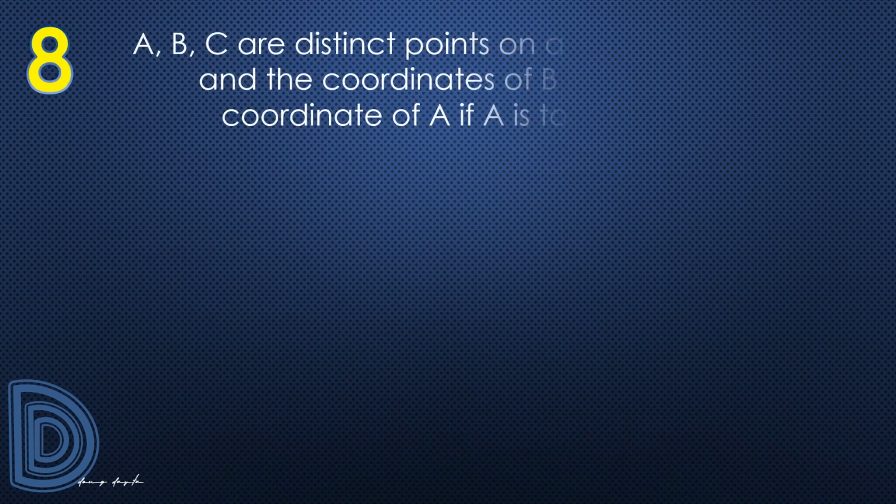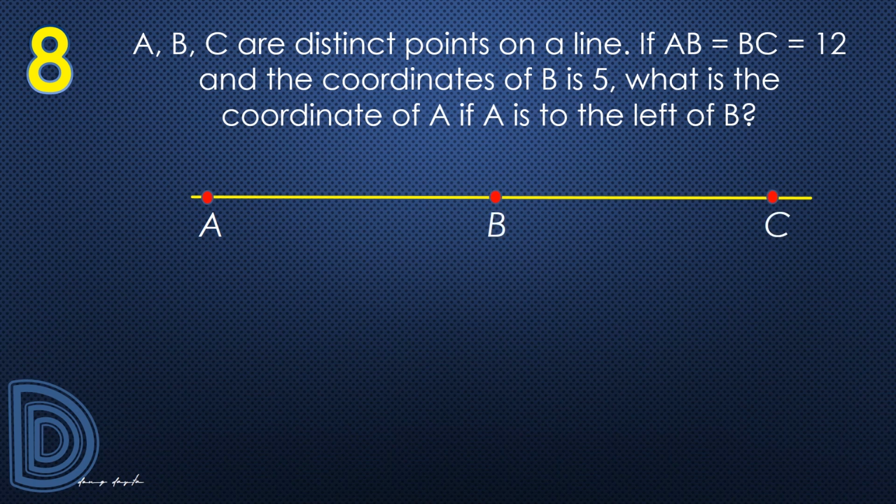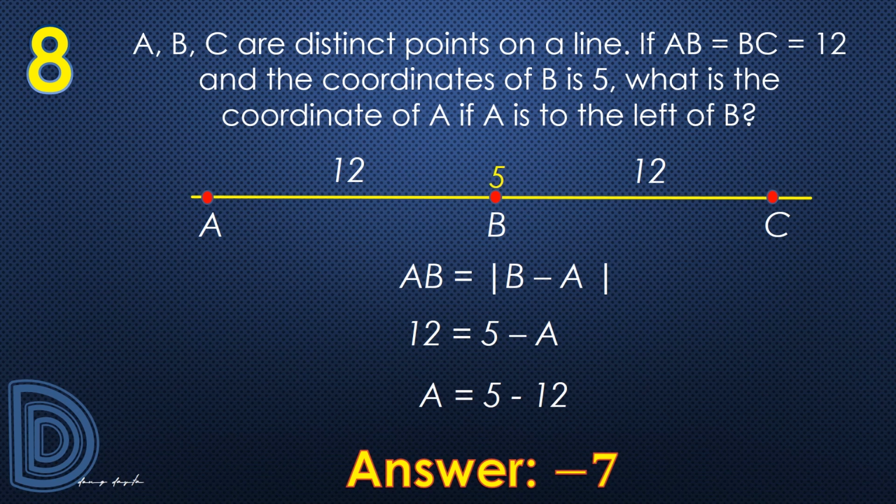Question number 8. A, B, and C are distinct points on the line. So let us have the representation. We have points A, B, and C on a line, and we have AB equals 12, BC is also 12, and the coordinate of B is 5. So if we're to get the distance AB, we get the absolute value of B minus A. Since AB equals 12 and B equals 5, then 12 equals 5 minus A, and A equals 5 minus 12. Therefore, the coordinate of A is negative 7.